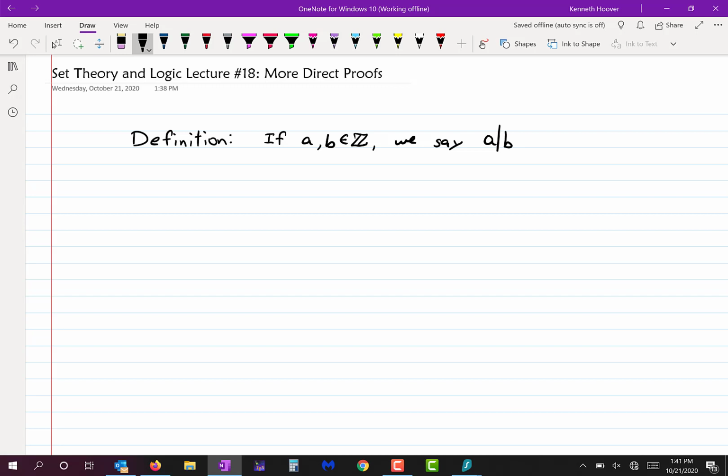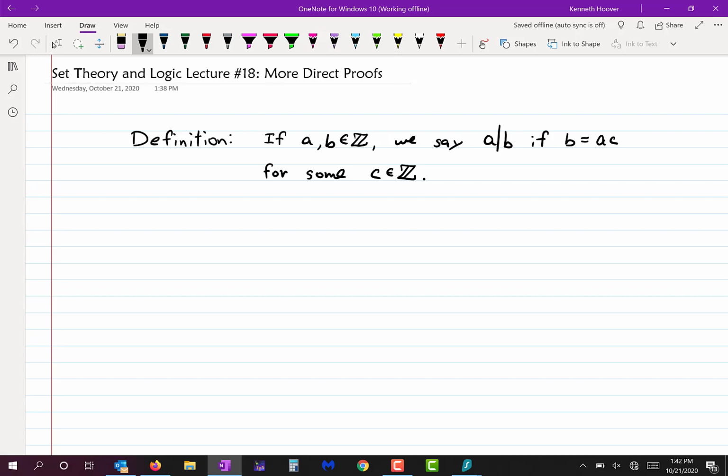Okay, a divides b if b equals a times c for some integer c. Okay, that's what it means to say that a divides b. It means that a times some integer will equal b.